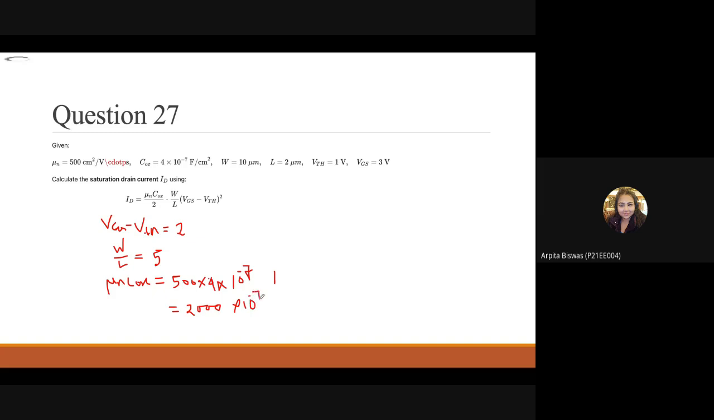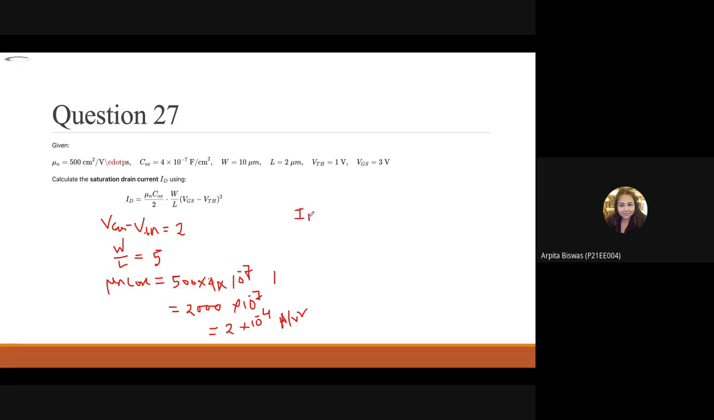Just check the calculation carefully. Maybe I'm wrong, but check the equation carefully. So 2 into 10 to the power minus 4 ampere per volt square. Now just put all these things in the equation. What is the value of ID?